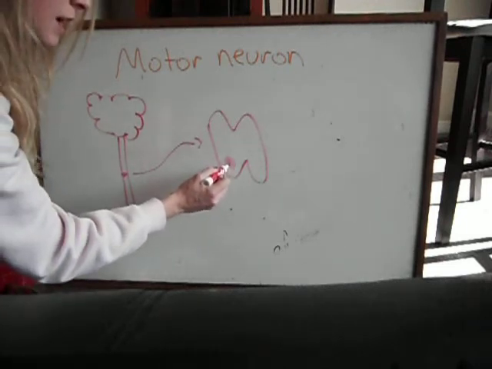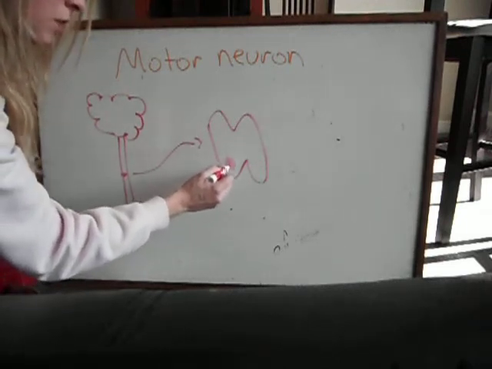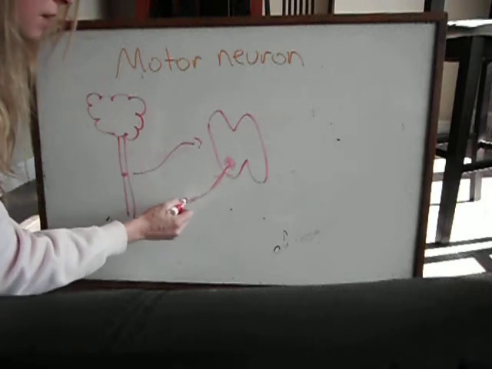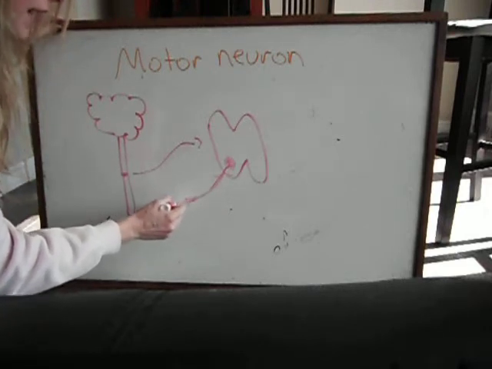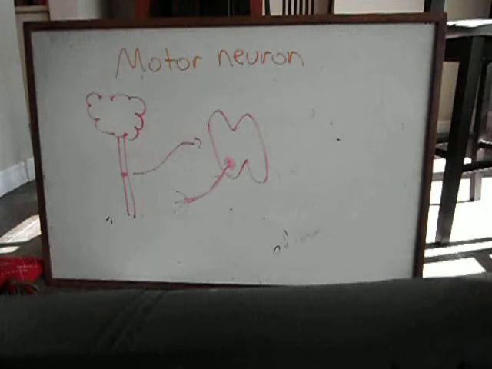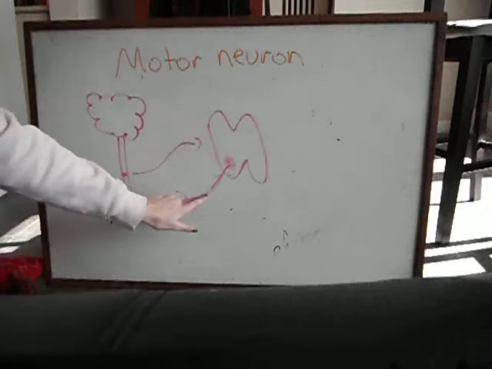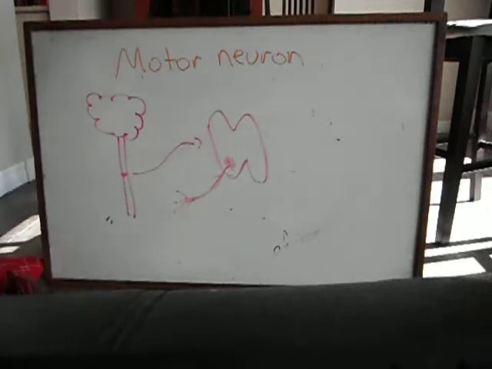And from here, its axon will branch out and go to the periphery of the body, and it will attach to the muscle fibers, which we'll talk about soon. So let's take a bigger look at this neuron so we can see how the signal is sent and how it communicates.